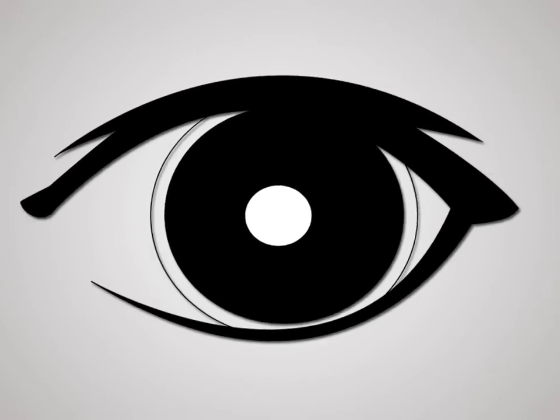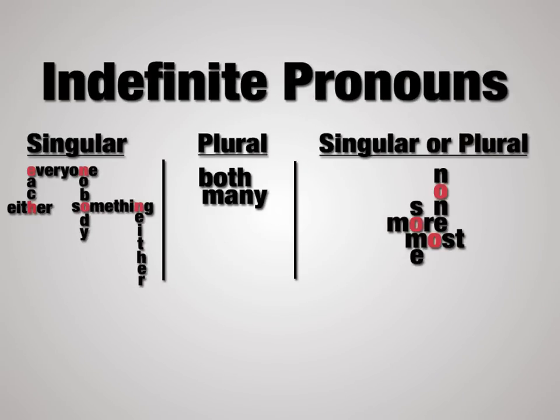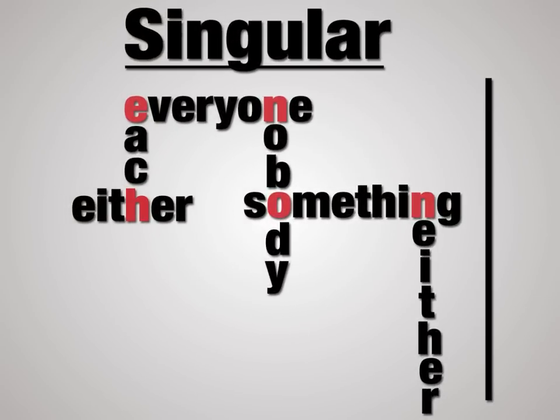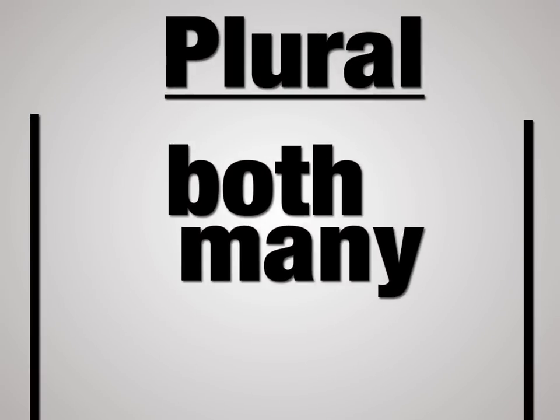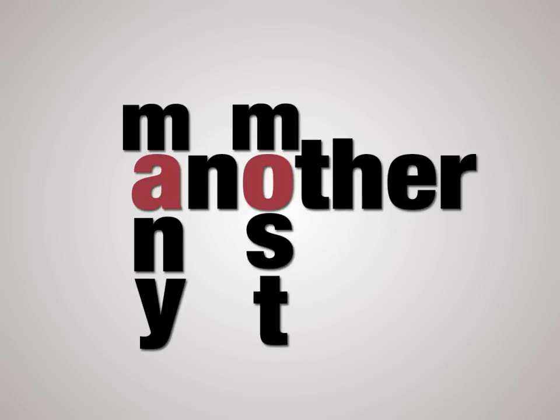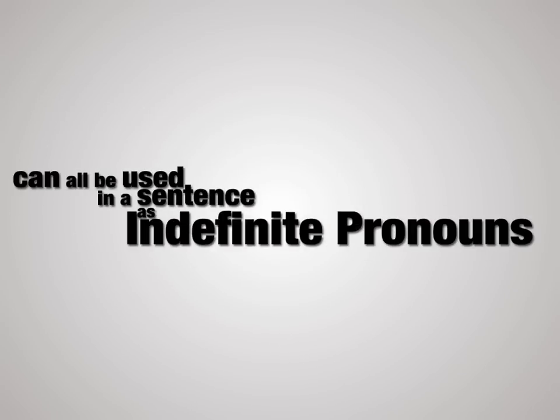Look at the words shown in this table. These are all called indefinite pronouns. Singular indefinite pronouns include each, nobody, something, everyone, either, or neither. Plural indefinite pronouns include both and many. Indefinite pronouns that could be singular or plural include none, some, more, and most. Words like another, many, and most can all be used in a sentence as indefinite pronouns.